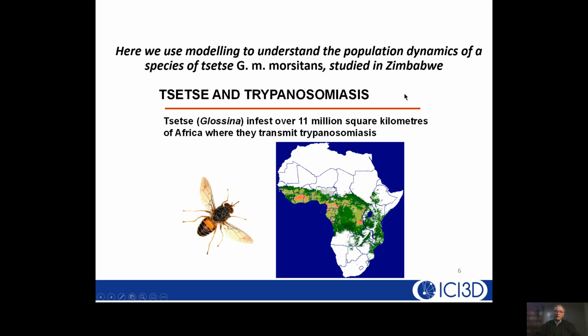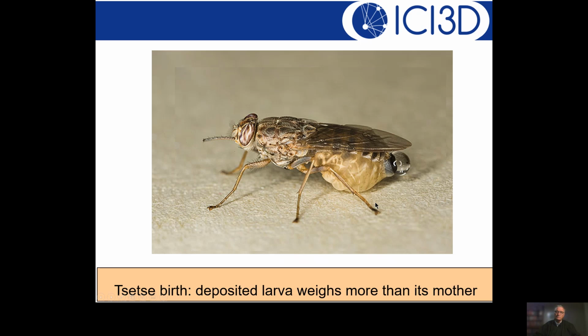Now, the particular work that I'm going to be talking about concerns the tsetse flies, on which I've worked for the last 50+ years, particularly in Zimbabwe. We're going to be looking at one species of them in Zimbabwe. Tsetse flies are still pretty important. They occur over 11 million square kilometers of Africa, and they transmit trypanosomiasis, which is sleeping sickness in humans, very much in West Africa and Central Africa. And also they transmit nagana in livestock, which is an important problem in East and Southern Africa.